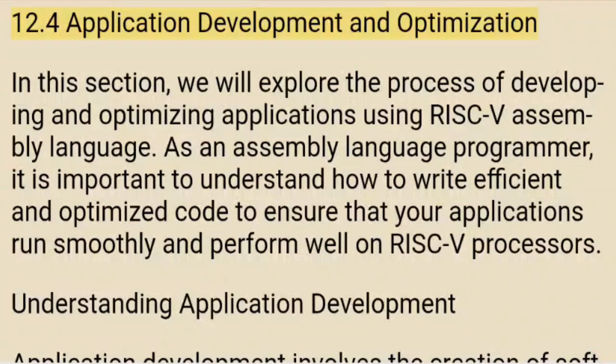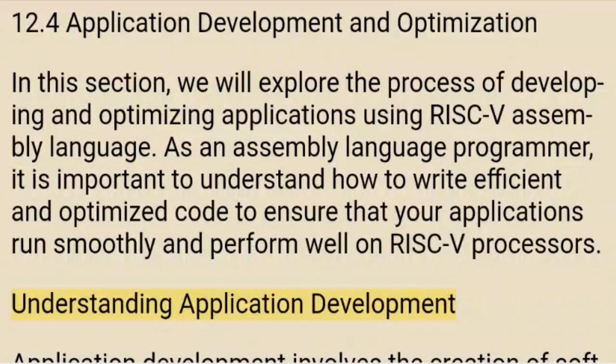12.4 Application Development and Optimization. In this section, we will explore the process of developing and optimizing applications using RISC-V assembly language. As an assembly language programmer, it is important to understand how to write efficient and optimized code to ensure that your applications run smoothly and perform well on RISC-V processors.